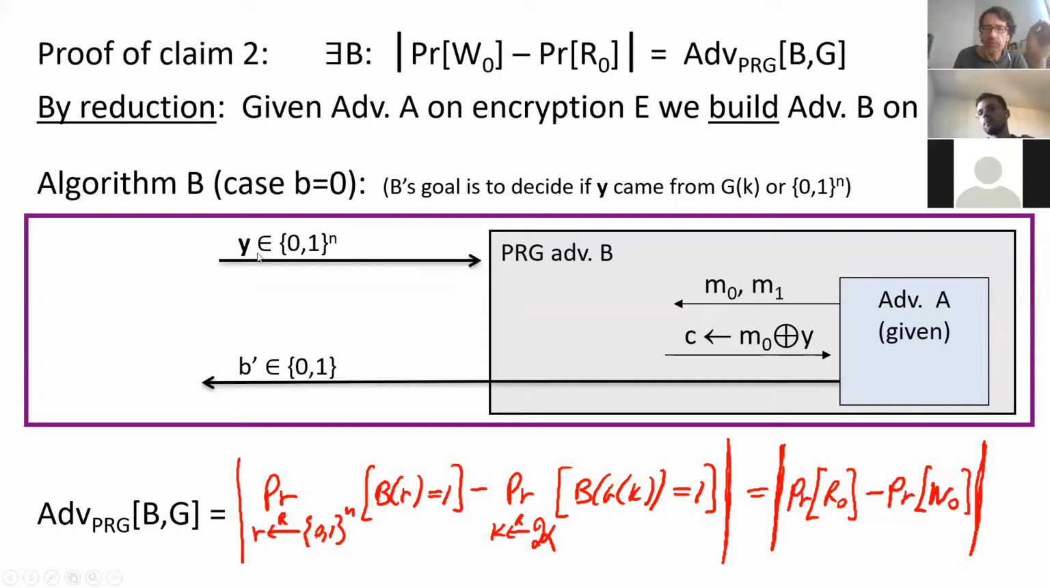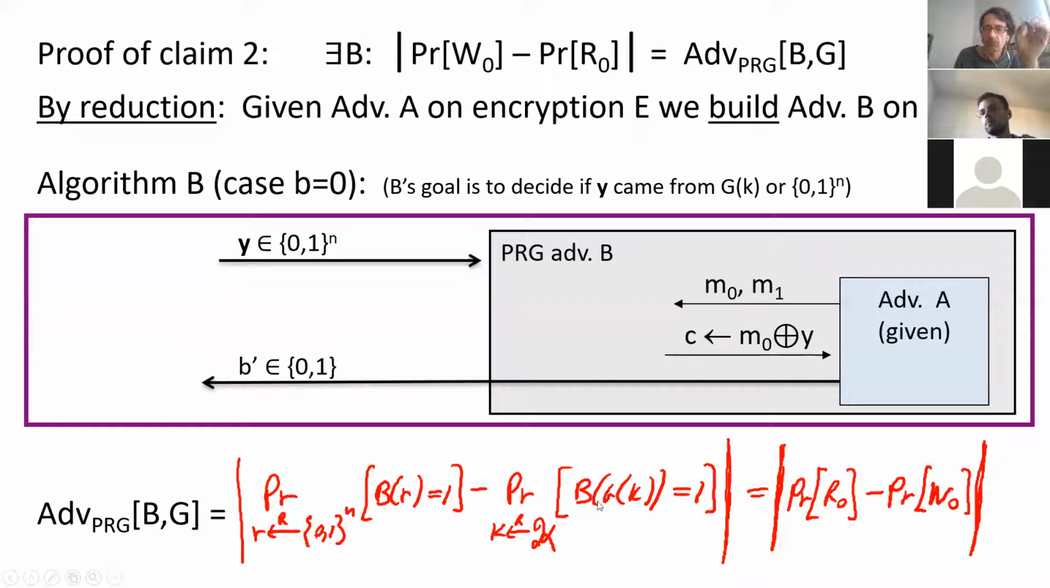And let's look, what is the probability that B outputs 1 in these two cases? Okay, let's do case by case. So first is the case where Y is a random R. When does B output 1 in that case? It outputs 1 if and only if A outputs 1 on a string that looks like M0 XOR Y, which is M0 XOR R. So the probability that A outputs 1 on M0 XOR R for a uniform R is precisely what we call the distinct probability of R0.